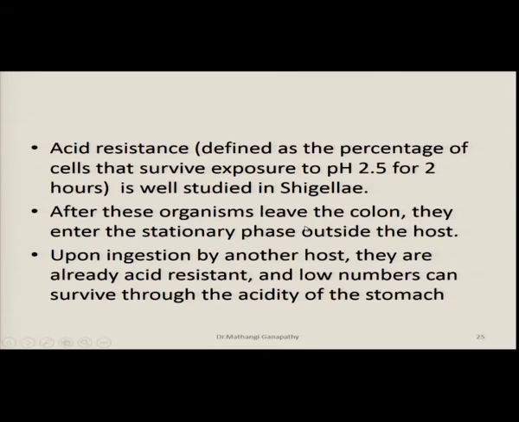Okay. So, now this becomes a stationary phase. Suppose this acid resistant Shigella goes out with the feces. There it will remain outside in a stationary phase. But suppose this again goes back into another human host because of contaminated food and water. Remember, this organism is already acid resistant. So, the moment it enters another human intestine, it would be able to start proliferation and survive because it has already become acid resistant. Even if it has not become completely acid resistant, even in low numbers, they can still survive through the acidity of the stomach concerned.